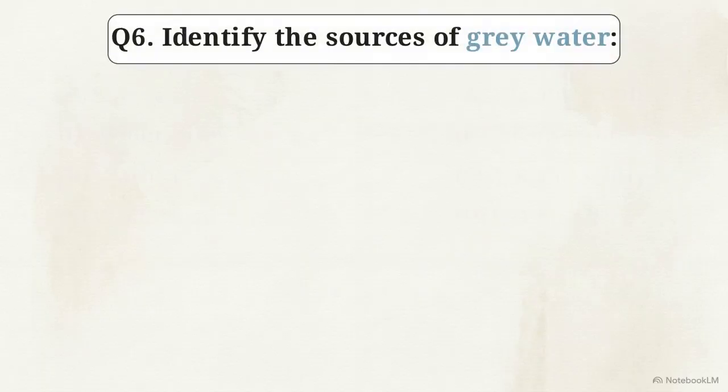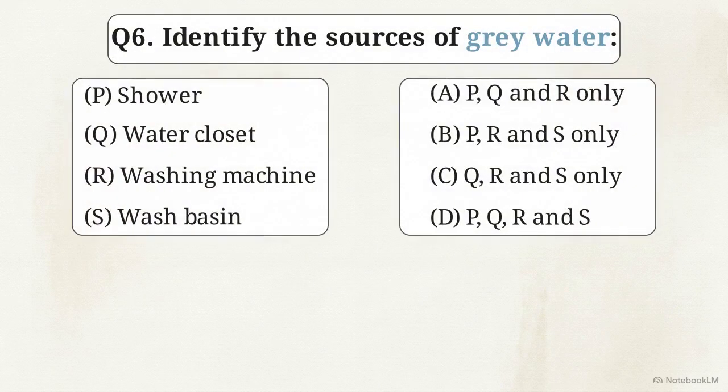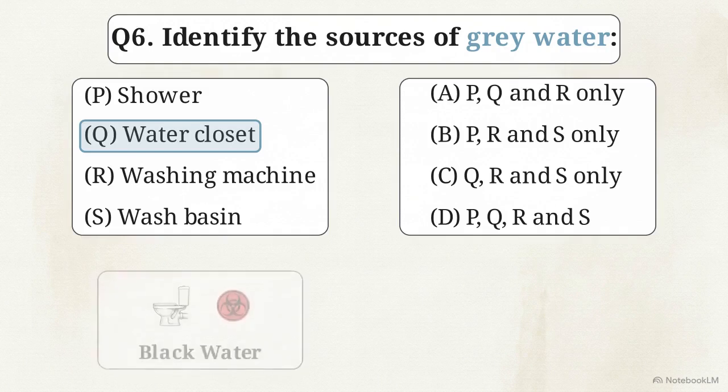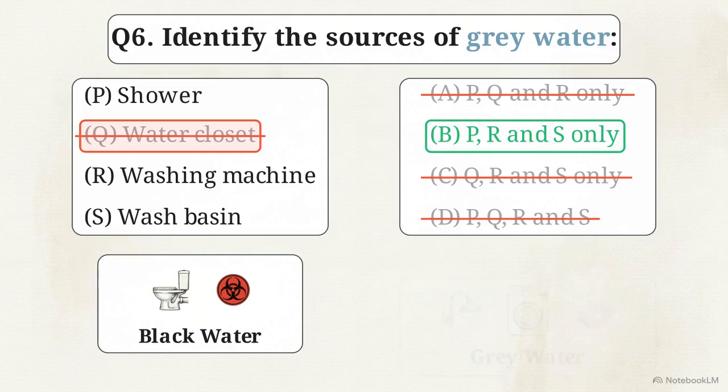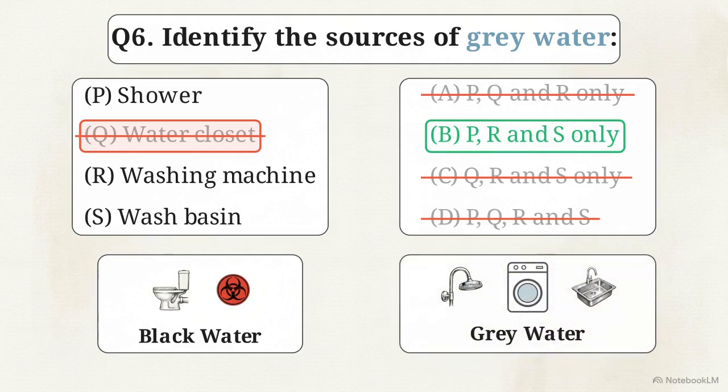Look at question 6, which asks you to identify gray water sources. Notice that item Q, the water closet, is included in several of the choices. Since we have defined the water closet as a source of black water, it cannot be part of a gray water set. By identifying that Q must be excluded, we can immediately eliminate options A, C, and D. This leaves option B, the shower, washing machine, and wash basin, as the only possible correct answer.